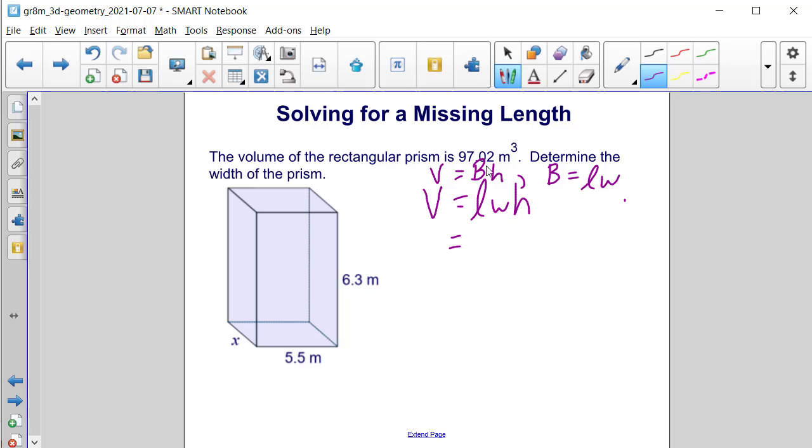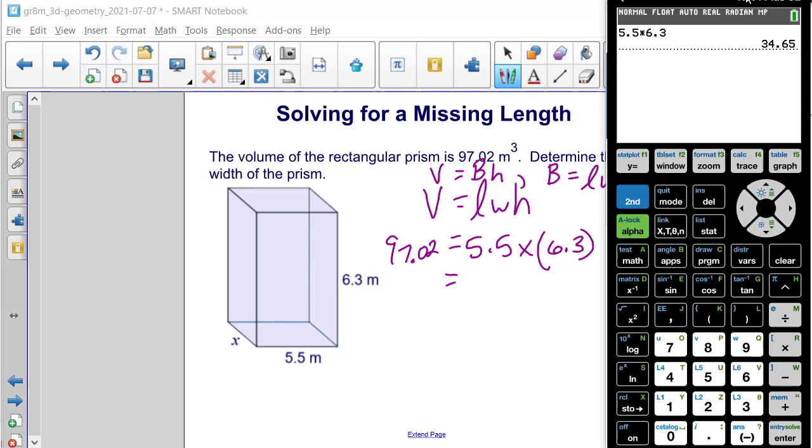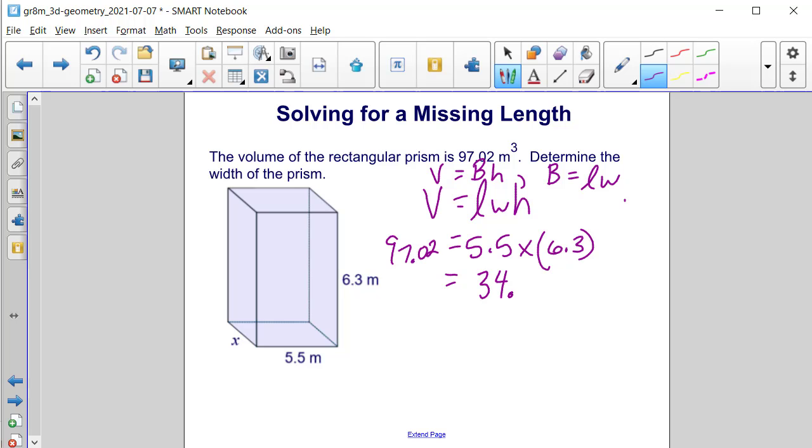So we know that the volume is 97 2/2. We know the length is 5.5. The width is our unknown value x, and our height is 6 3/10. So then if we multiply 5.5 and 6 3/10 together, we find that that product is 34 65/100. So 34 65/100 x is equal to 97 2/2.